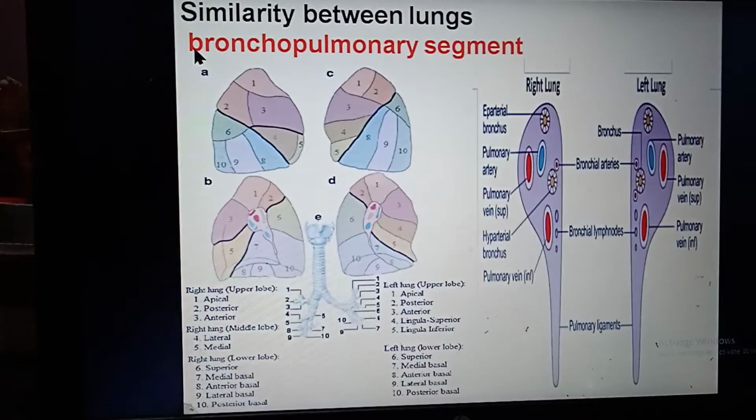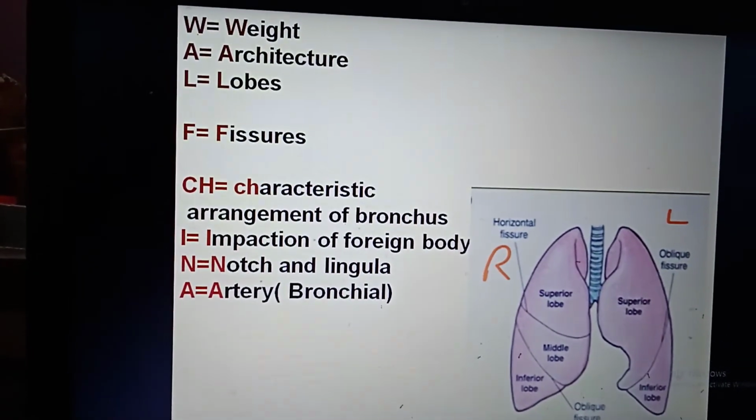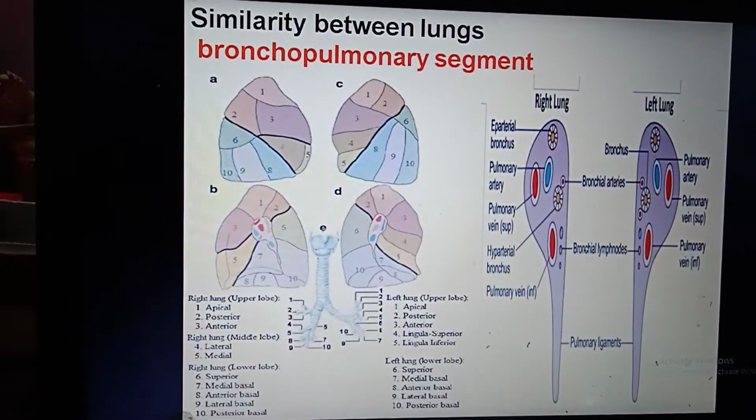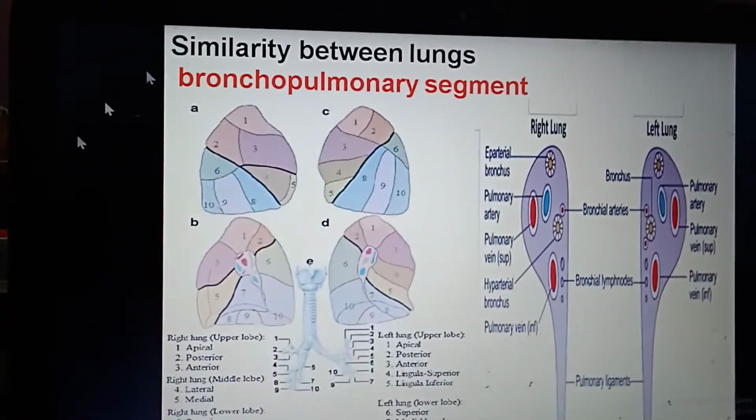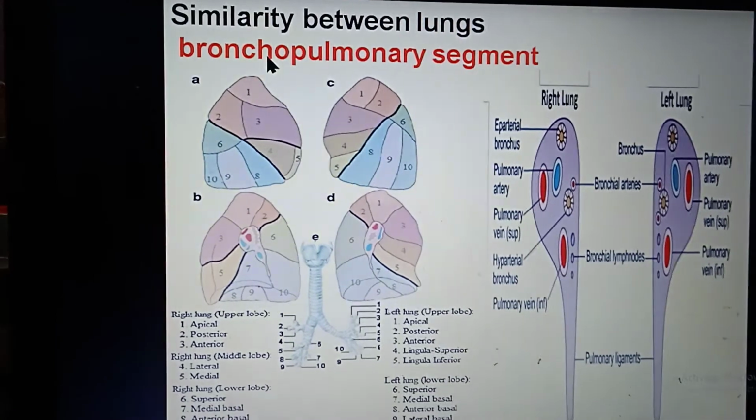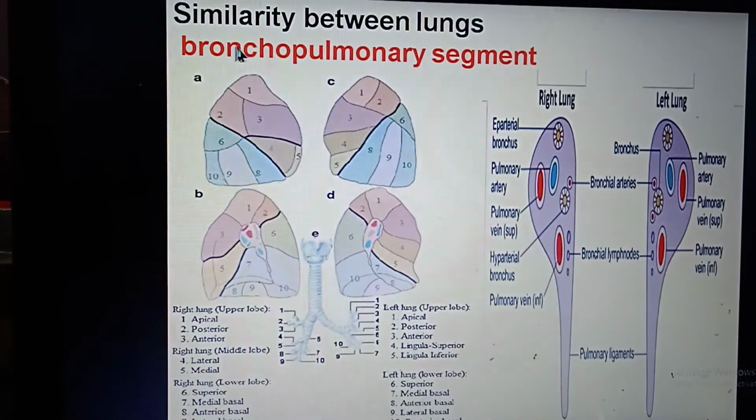What we have seen in the differences, there is a difference between the bronchial artery, but I am discussing here the bronchial vein, which is 2 in number in both sides.